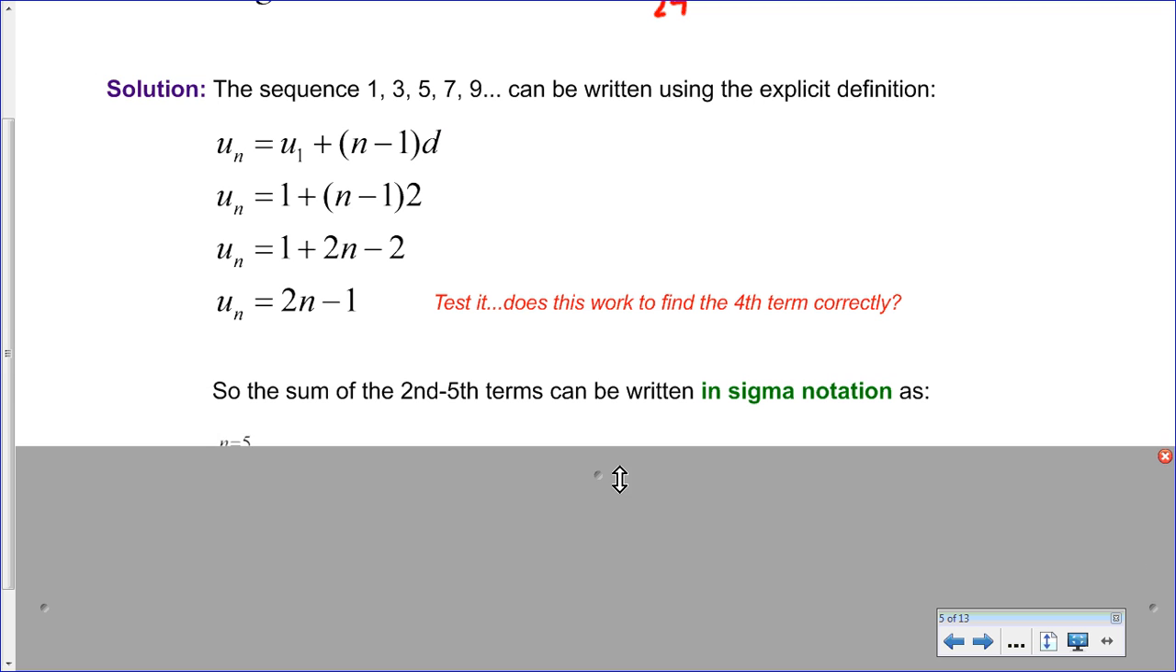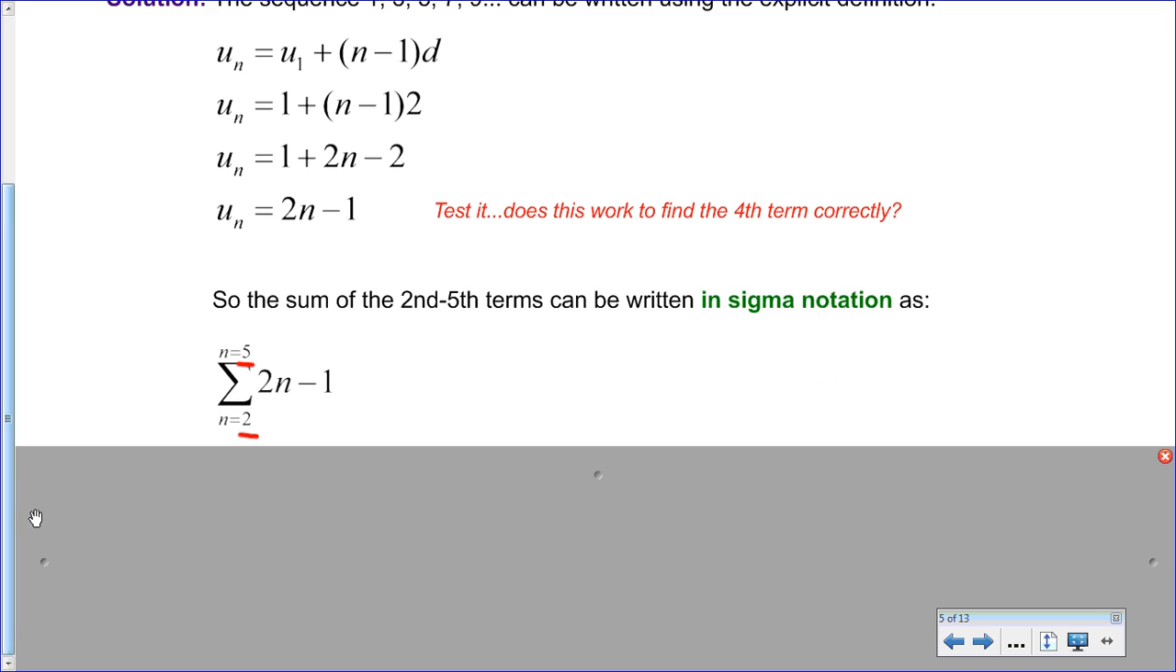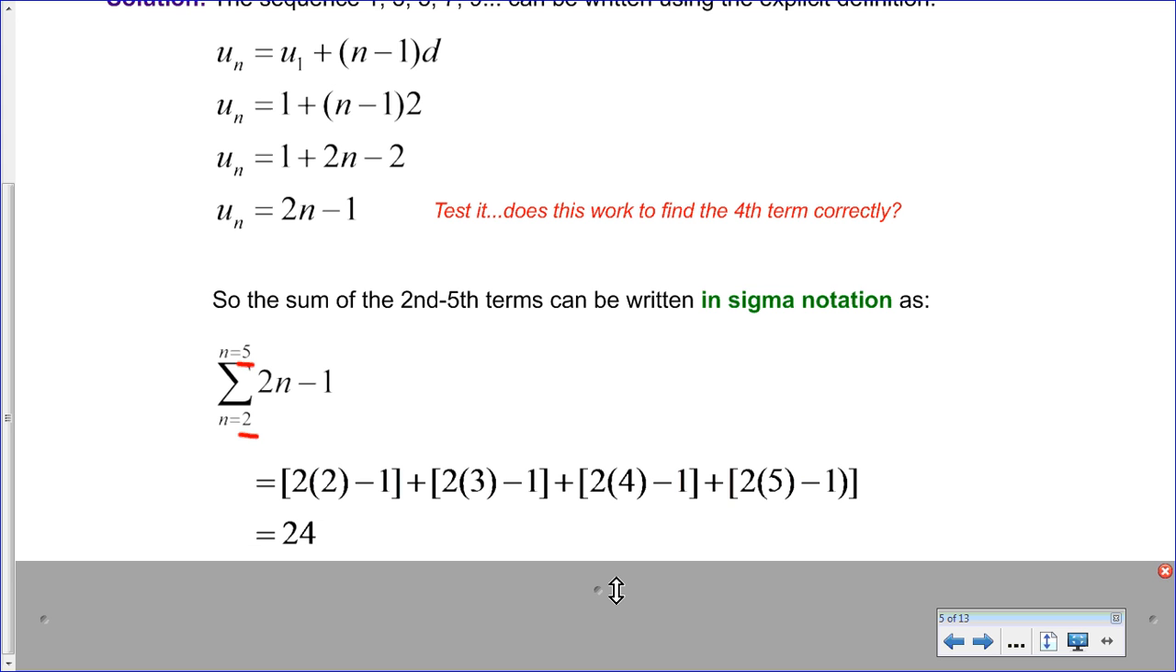Since it's asking us for a sum, we can write it in sigma notation like this. The sigma stands for the sum of, the number below is 2 and the number above is 5 because it asks us to find the sum of the 2nd through 5th terms. That means we're going to plug in the values 2, 3, 4, and 5 into the explicit formula and then just evaluate it. And sure enough, it comes out to 24.